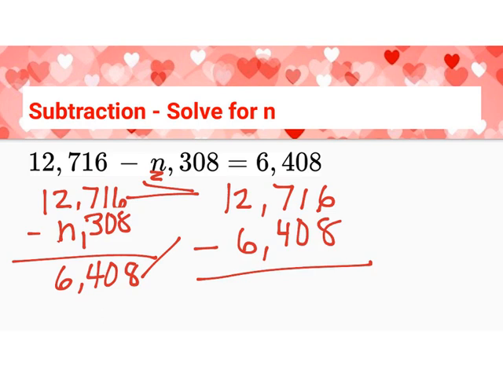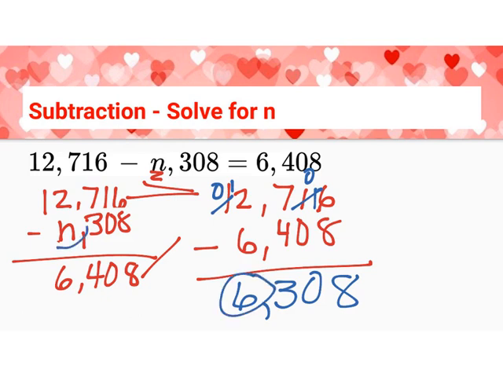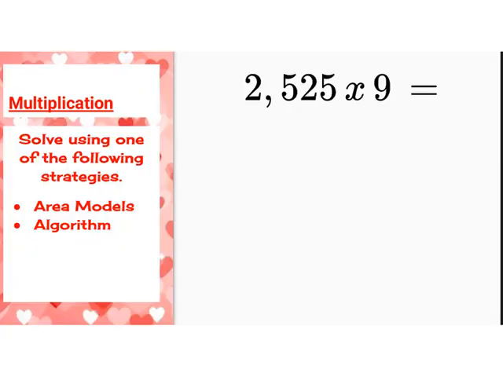Cannot do 6 minus 8, so I'm going to have to borrow, and I have 16 minus 8 is 8, 0 minus 0 is 0, 7 minus 4 is 3, cannot do 2 minus 6, so I borrow, 12 minus 6 is 6. So my missing digit is 6. Now I'm not done until I say n equals 6. Good job. All right, next.